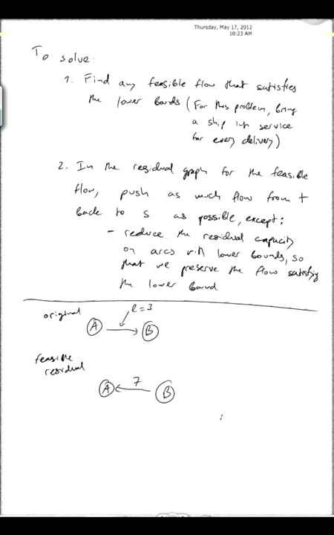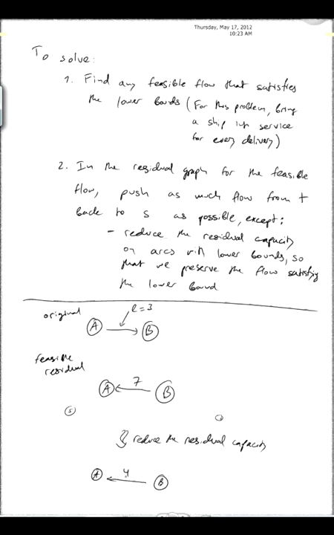Now, as we're pushing flow back from T to S, one of the things that might happen is I might move 7 units of flow from B to A. But if I do these 7 units, I'm going to be actually violating the lower bound that I had originally. So to make sure that I don't do that, what I'm going to do is reduce the residual capacity. So before I start moving this flow from T back to S, I'll change this arc so that it looks like this.